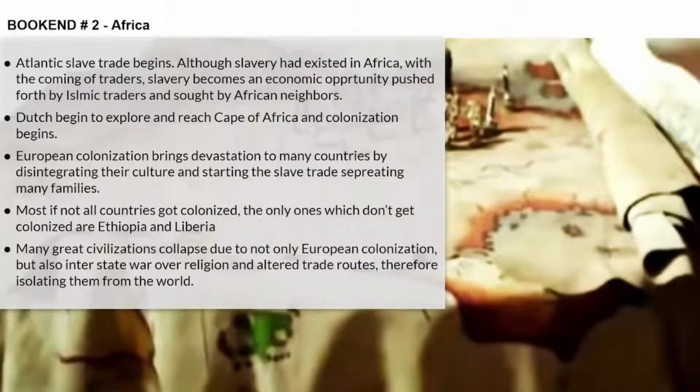Most countries did get colonized. The only ones which didn't get colonized were Ethiopia and Liberia. And because of the Europeans, many great civilizations did collapse because they could not fight back against the Europeans, who had steel and guns, and they were just outnumbered and outpowered oftentimes by the Europeans.